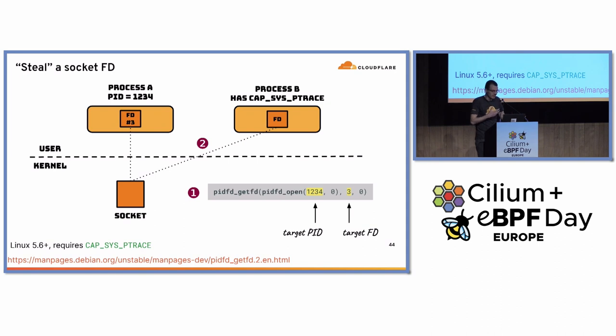If you don't have that possibility, then you can also resort to stealing file descriptors to sockets from another process, or getting a duplicate file descriptor using a pidfd_getfd syscall that has been in Linux for some time. However, it's a privileged operation.